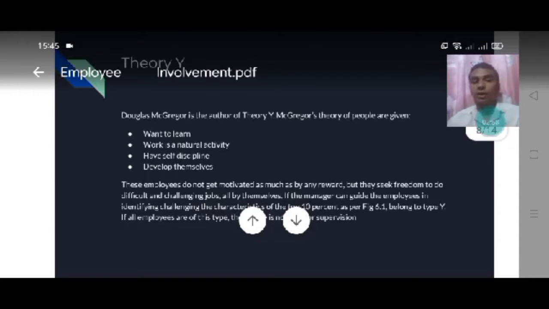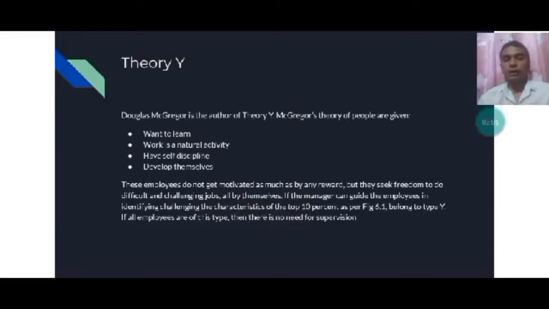Douglas McGregor is the author of Theory Y. McGregor's theory says people are giving, want to learn, see work as a natural activity, have self-discipline, and develop themselves. These employees do not get motivated as much by any reward, but they seek freedom to do difficult and challenging jobs all by themselves. If the manager can guide the employees in identifying challenging work, the characteristic of the top 10 percent as per figure 6.1 belongs to type Y. If all employees are of this type, then there is no need for supervision.